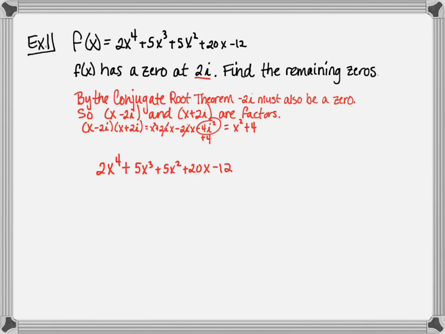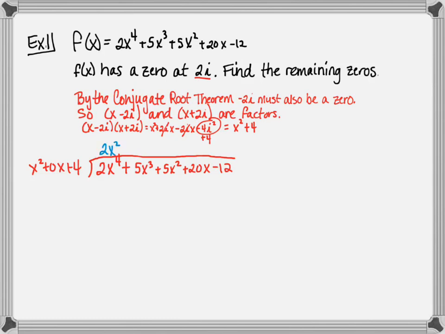Then let's divide our original polynomial, 2x to the fourth plus 5x cubed plus 5x squared plus 20x minus 12, by x squared plus 4. And I'm putting in the 0x as a placeholder. So let's do long division. We have to do long division because we don't have a linear factor.